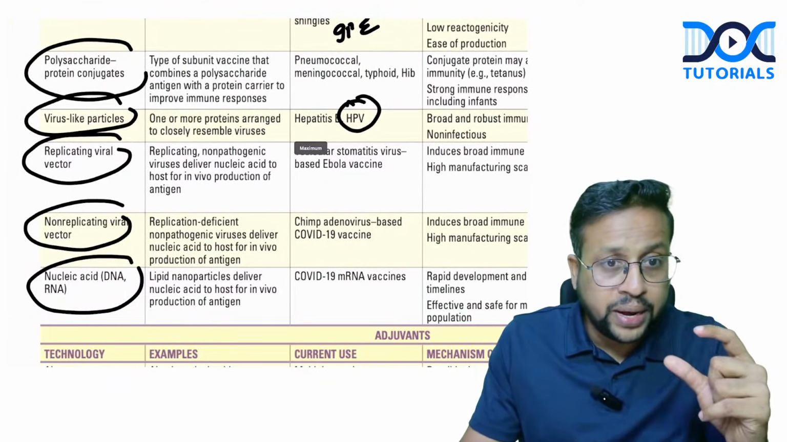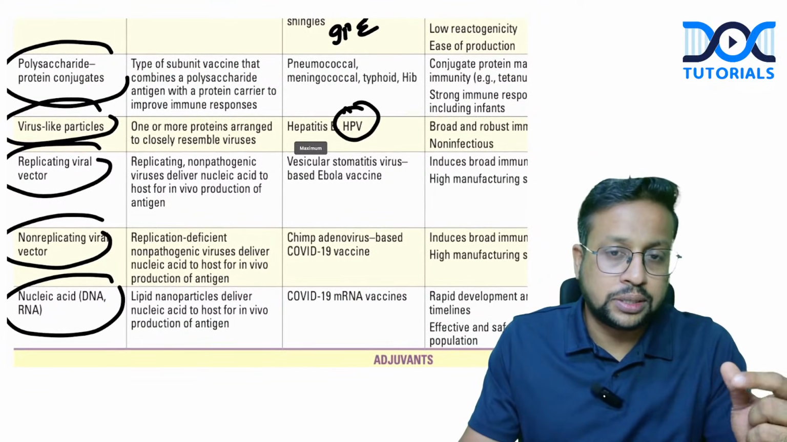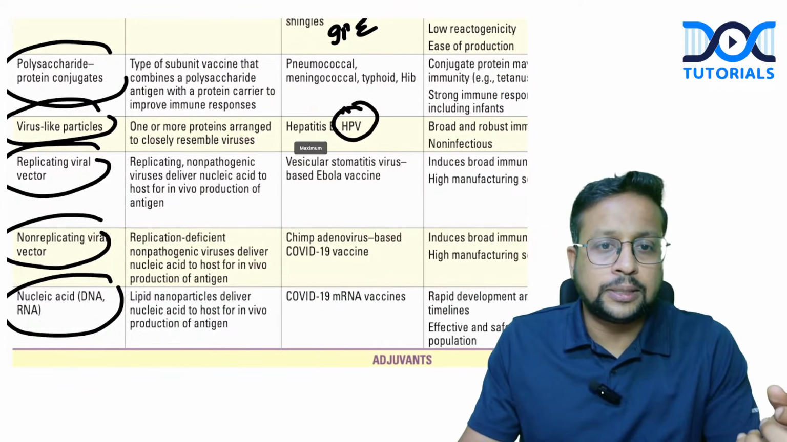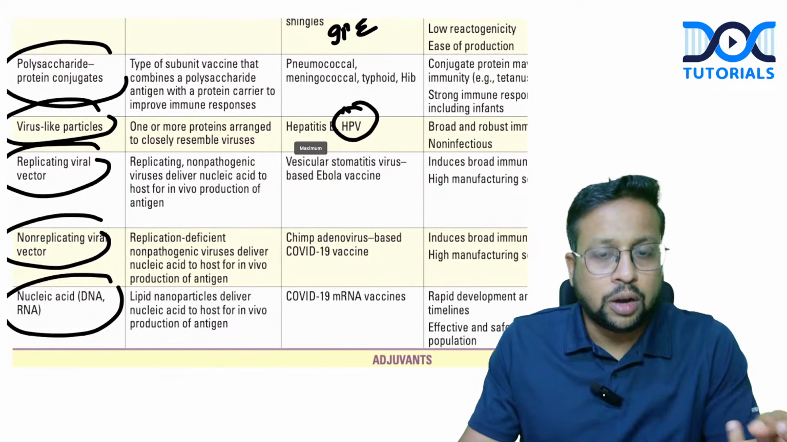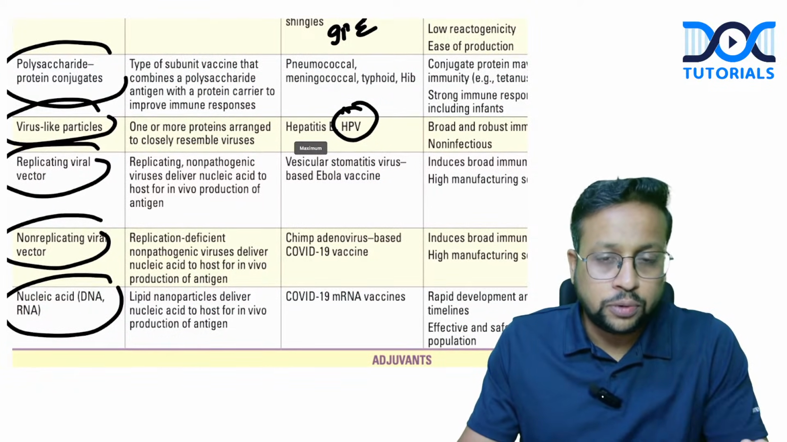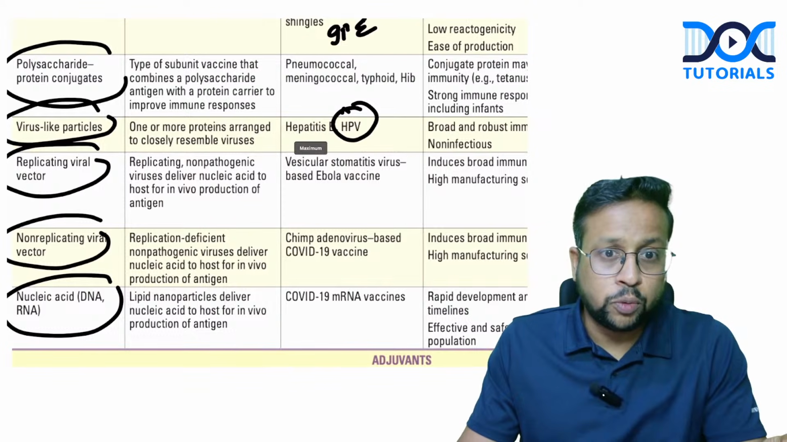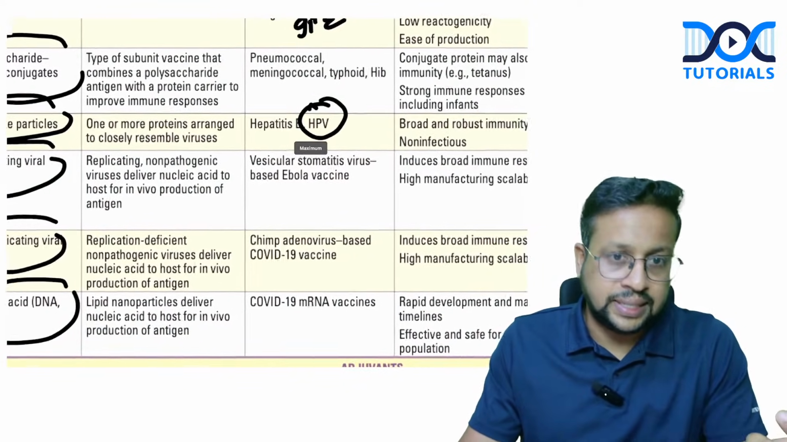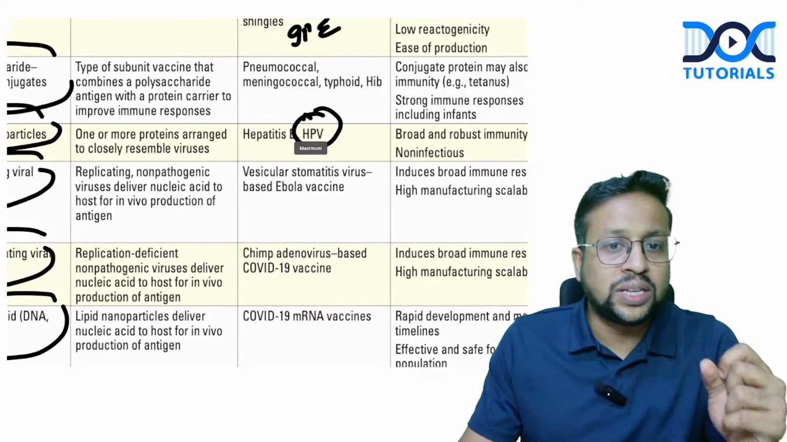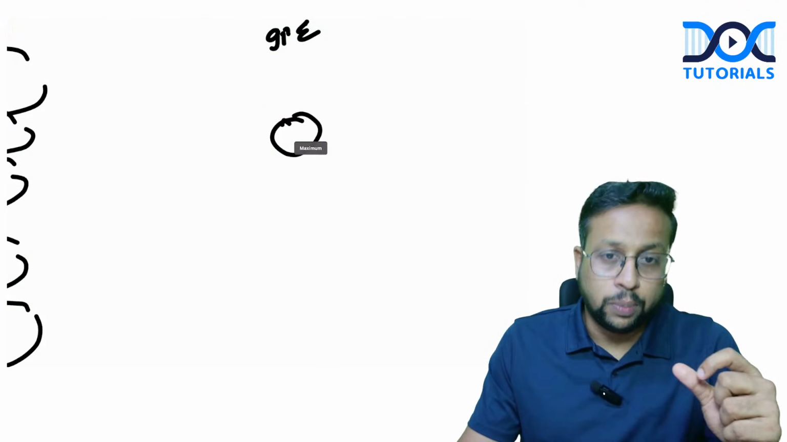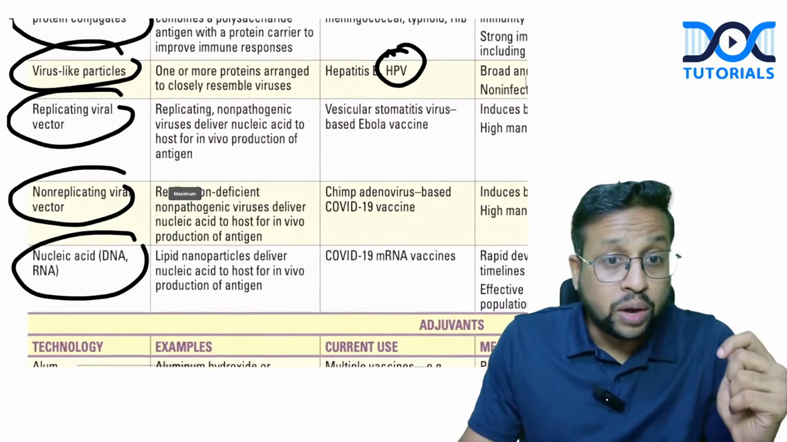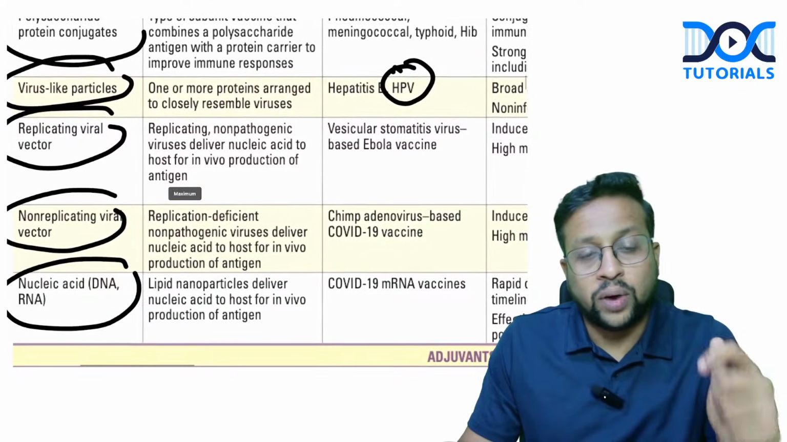Then you have replicating viral vectors. So replicating viral vectors means they are viruses which contain the nucleic acid of the particular vaccine that you want to immunize for, but they will replicate in the human body, but won't cause any diseases. The example will be the Ebola virus. The Ebola virus vaccine, called the vesicular stomatitis virus Ebola virus vaccine, is an example for a replicating viral vaccine.